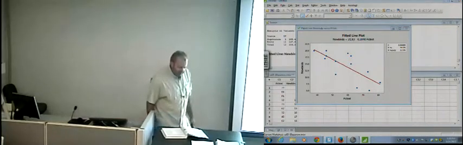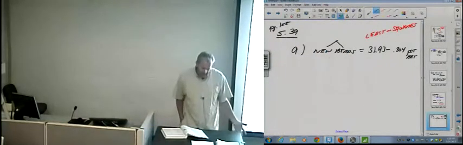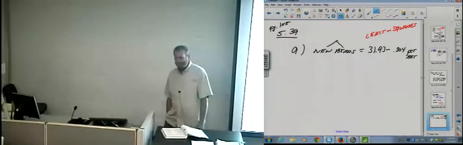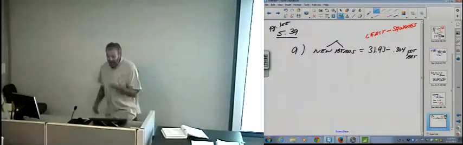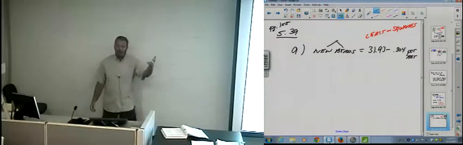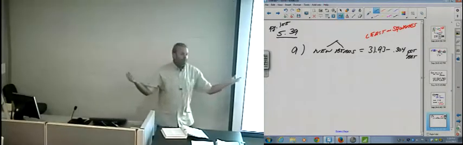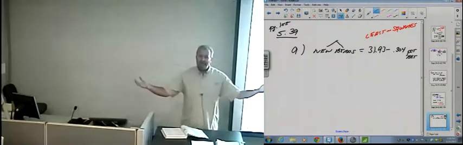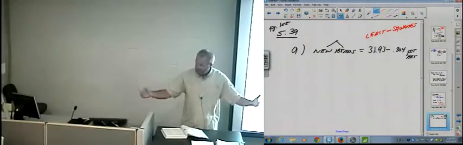Part B says, explain in words what the slope of the regression line tells us. Well, here's my question: I see two numbers there. I see 31.93 and I see a minus 0.304. Which one's the slope and which one's the intercept? Which one's the a and which one's the b?